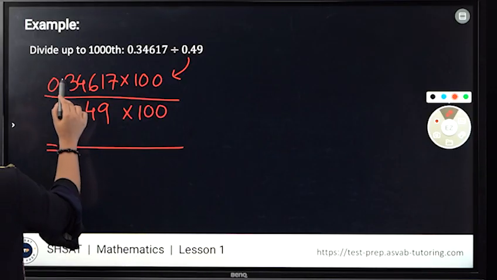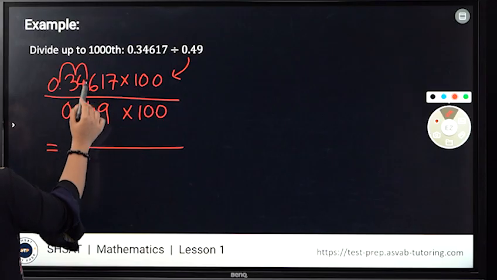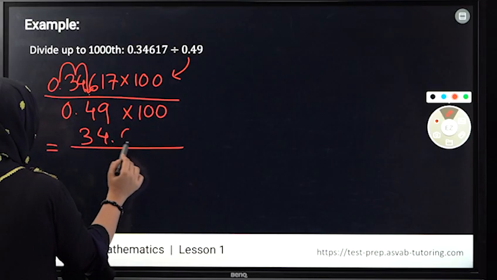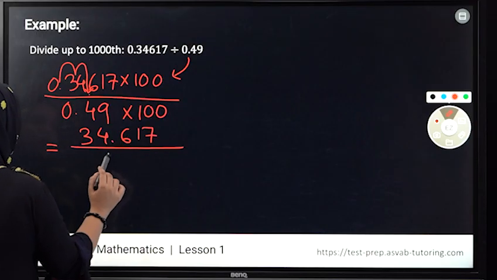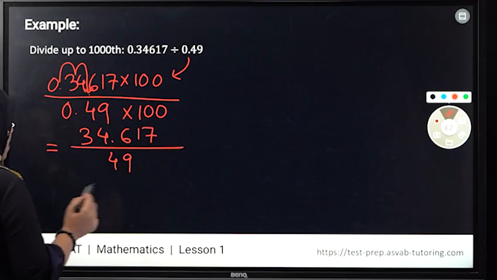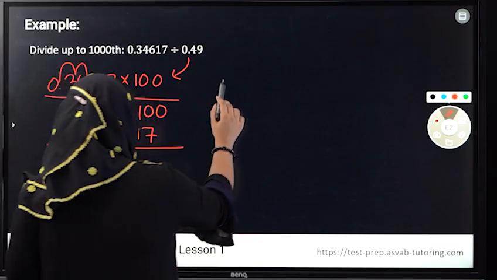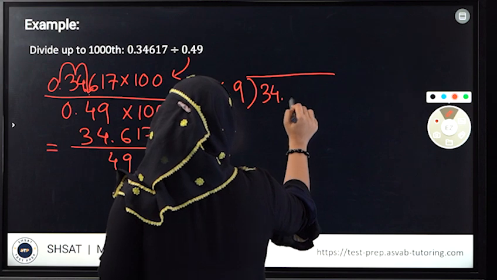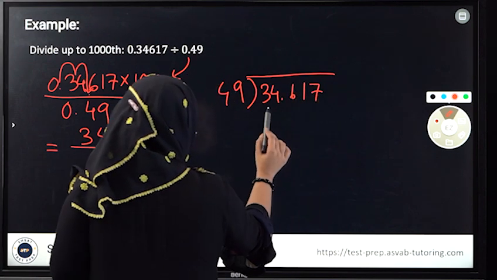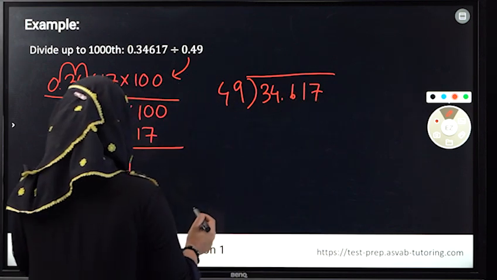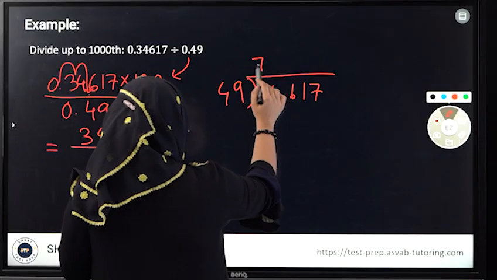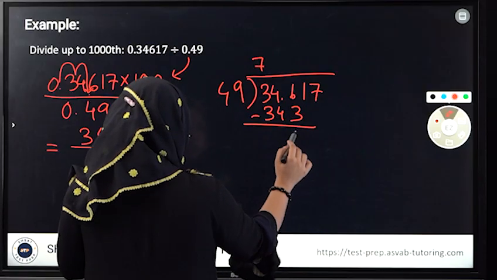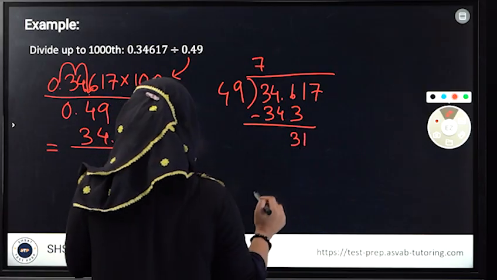So if we do times 100 here, of course, the decimal is going to move 2 units to the right. That gives me 34.617. Down here is just 49. Now, if I divide it in the usual format, 49 with 34.617. First of all, let me try to do 3, 4, and 6, okay? So 49 times 7 is actually 343. Subtracting these is going to give me 31.